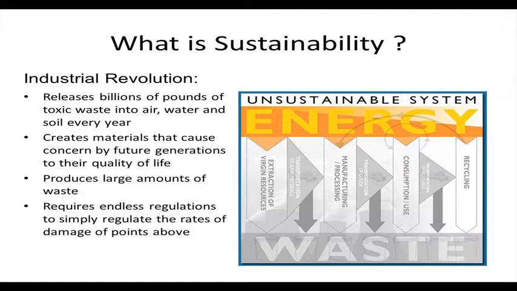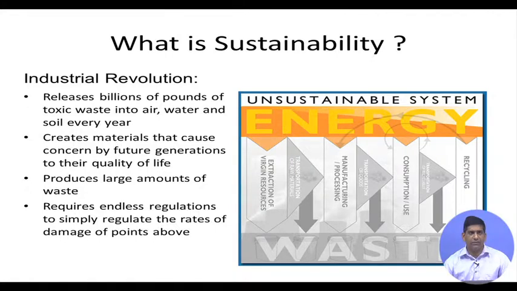In terms of the industrial revolution, for the last almost 70 some years, it has released billions of pounds of toxic waste into air, water, and soil every year. We talked about that. It creates material that causes concern for future generations and their quality of life, produces a large amount of waste, and all of this requires lots and lots of regulation to simply regulate the rates of damage from the different points that we talked about earlier. So again, this becomes a concern in terms of its environmental footprint.